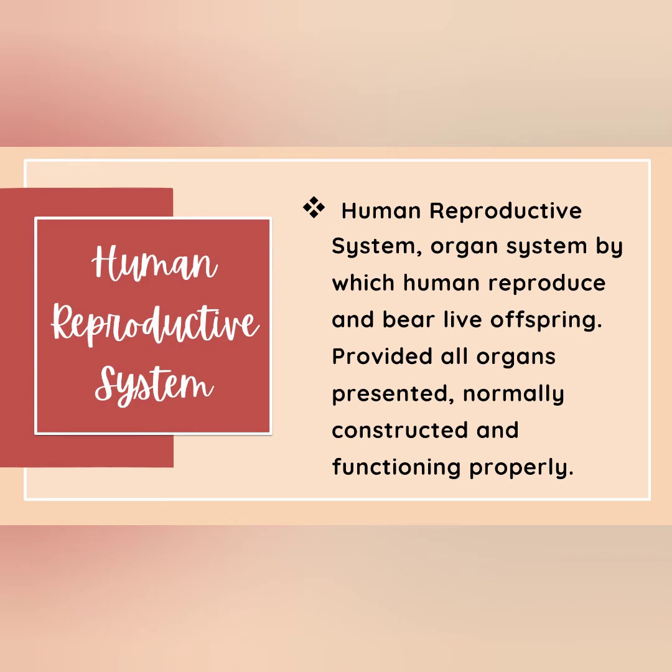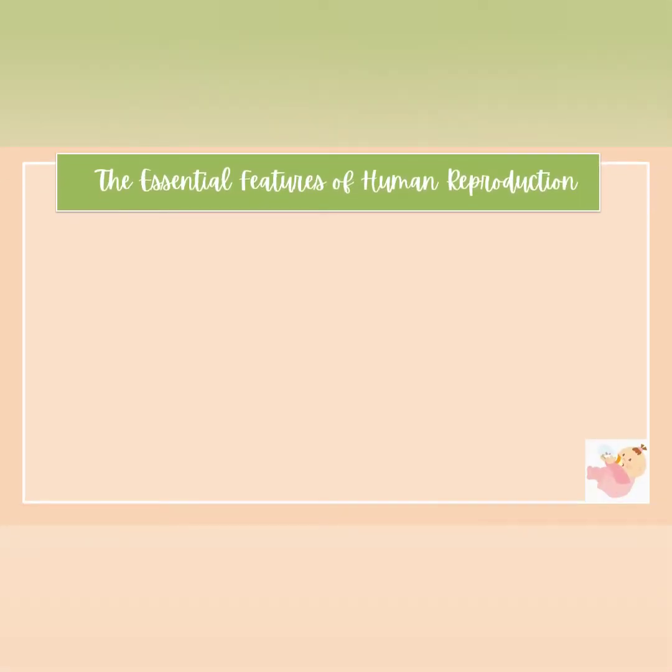Human reproductive system, an organ system by which humans reproduce and bear live offspring, provided all organs are presented normally, constructed and functioning properly. Here are the essential features of human reproduction.